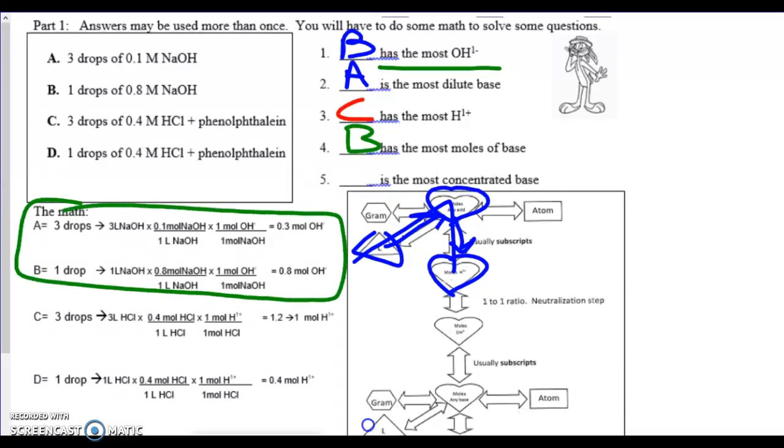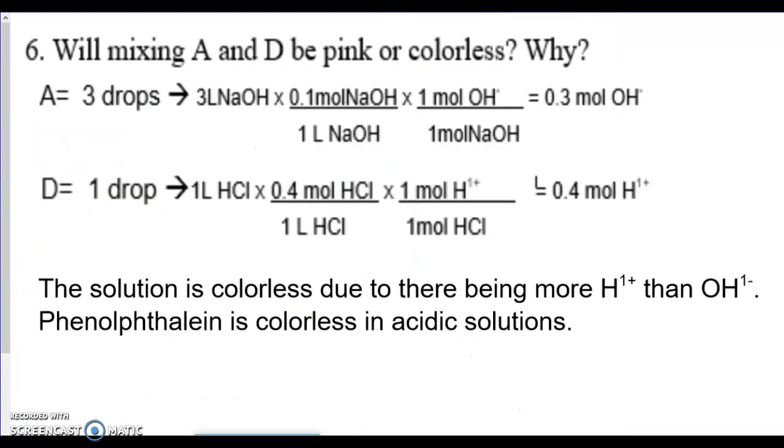Which has the most moles of base? Well, if you have the most hydroxide ions, you have the most moles of base, so that's going to be B. And again, I can look at this right here and do my comparison. And which is the most concentrated base? The 0.8 is more concentrated than 0.1, so that is a B as well. Again, this kind of math will be used throughout this unit and on the next sheet.